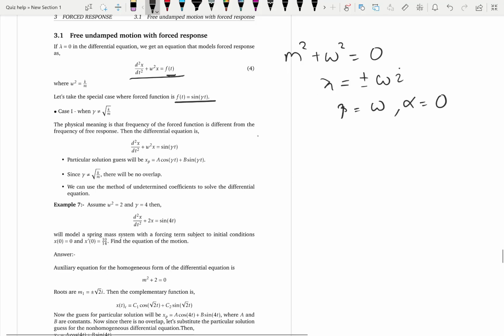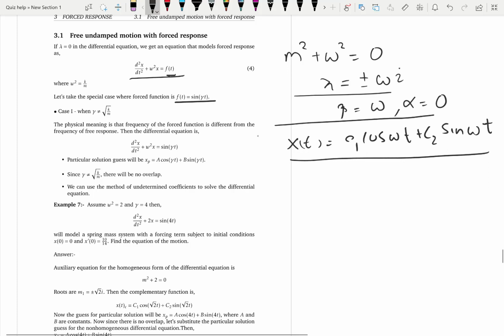Okay, so I did that fast. Now the solution is going to look like x is equal to the complementary solution, e to the alpha t, e to the 0 t is 1, so c1 cosine wt plus c2 sine wt, right? So this is just a general representation of what we get. We are not talking about numbers here. Now let's go back to the driving force. Now this is the complementary function solution for the homogeneous differential equation.